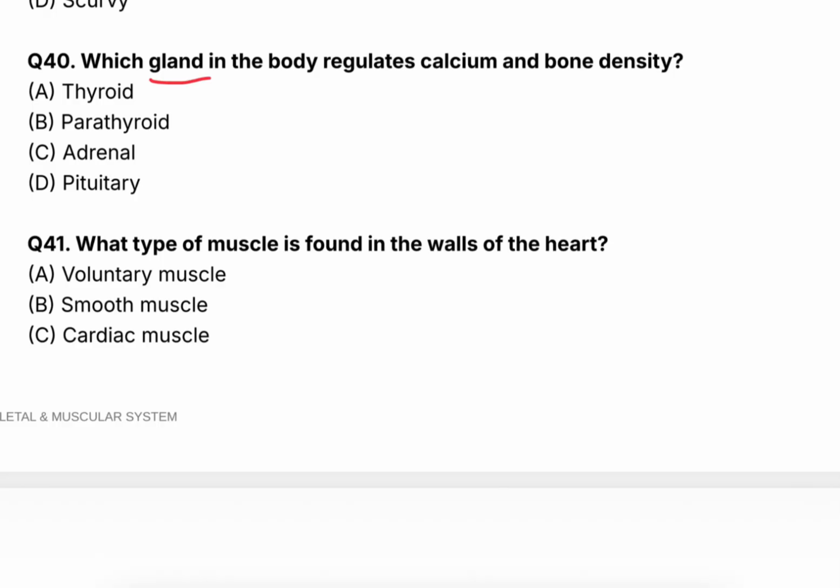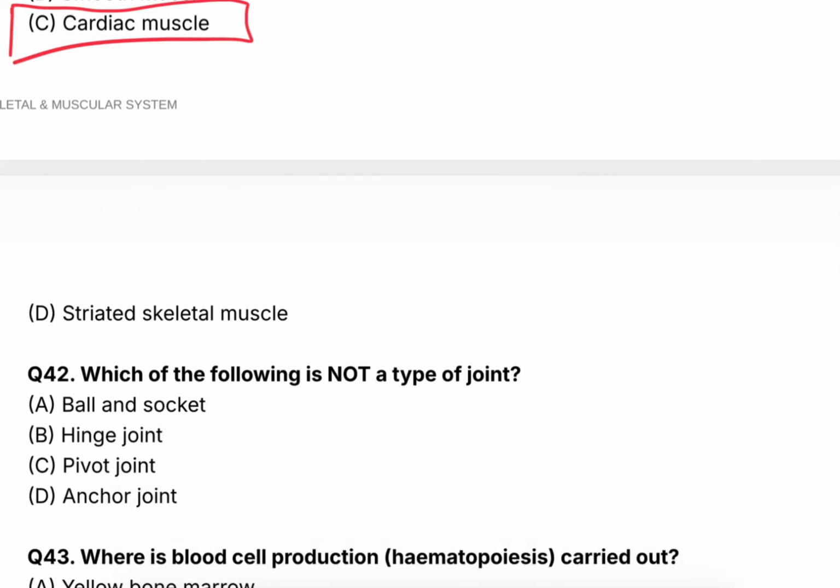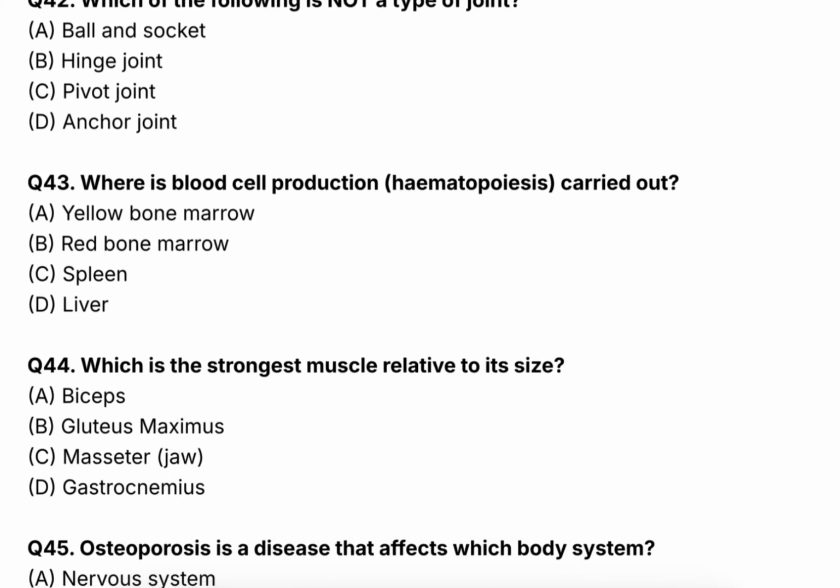Which gland in the body regulates calcium and bone density? It is parathyroid. What type of muscle is found in the walls of the heart? It is cardiac muscle. Which of the following is not a type of joint? It is anchor joint.